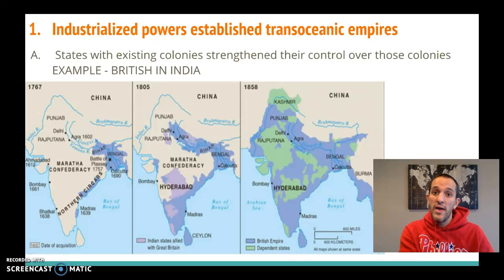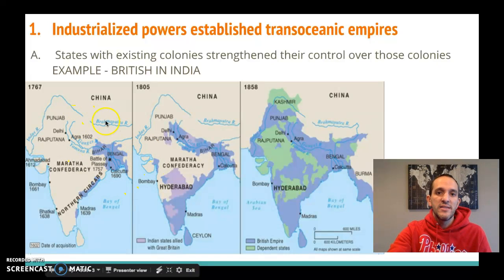Similar to what we saw with the Spanish Empire in the previous time period, there are new empires. An example here is the British, who had areas and existing colonies in India from the beginning of this time period, and are going to expand. So this is 1767, right around the start of this time period. This is the British areas that are under British control. Along the coast here are trade areas.